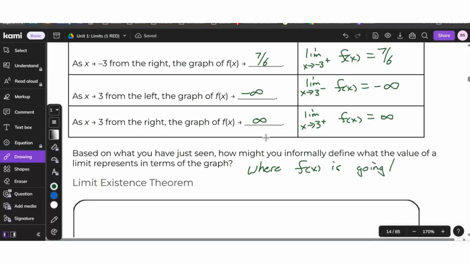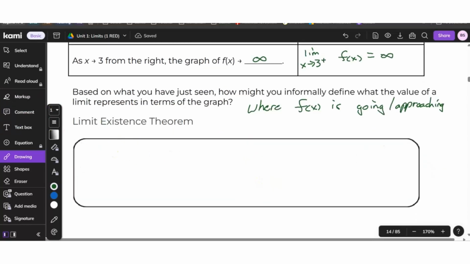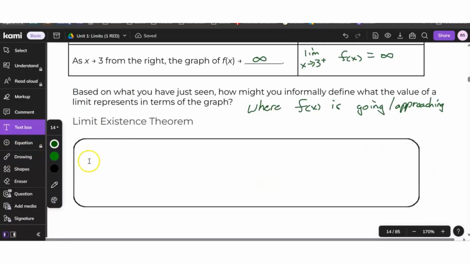We write that in the box? Not in the box. No, the box is going to be something else. Does approaching have two p's? I think so. Okay. All right, then we're going to write the limit existence theorem in the box. You wrote that in the box? Yes. Oh, that's okay. We'll forgive you this time.